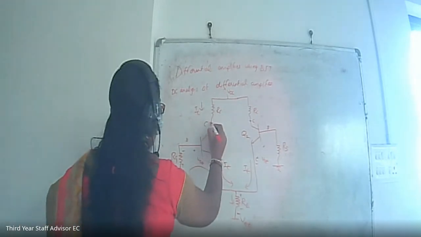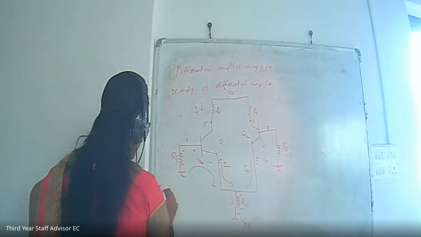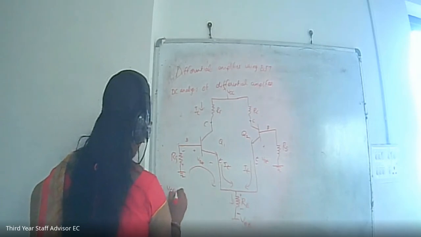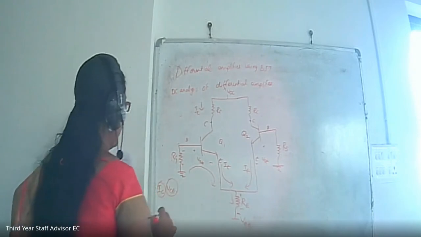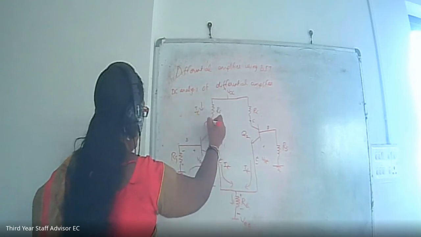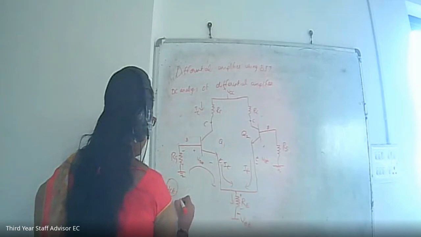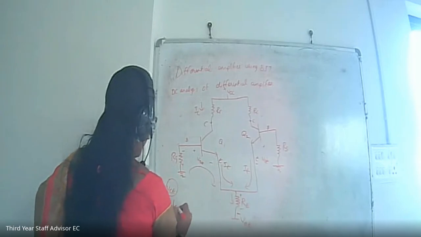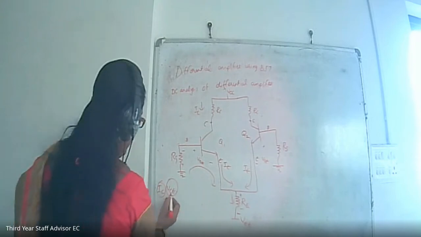Here we have to find out the IC value and the VCE value. To find the VCE value, we have to find out the collector voltage. What is the collector voltage? Collector voltage is VC. We have to find out this VCE value.